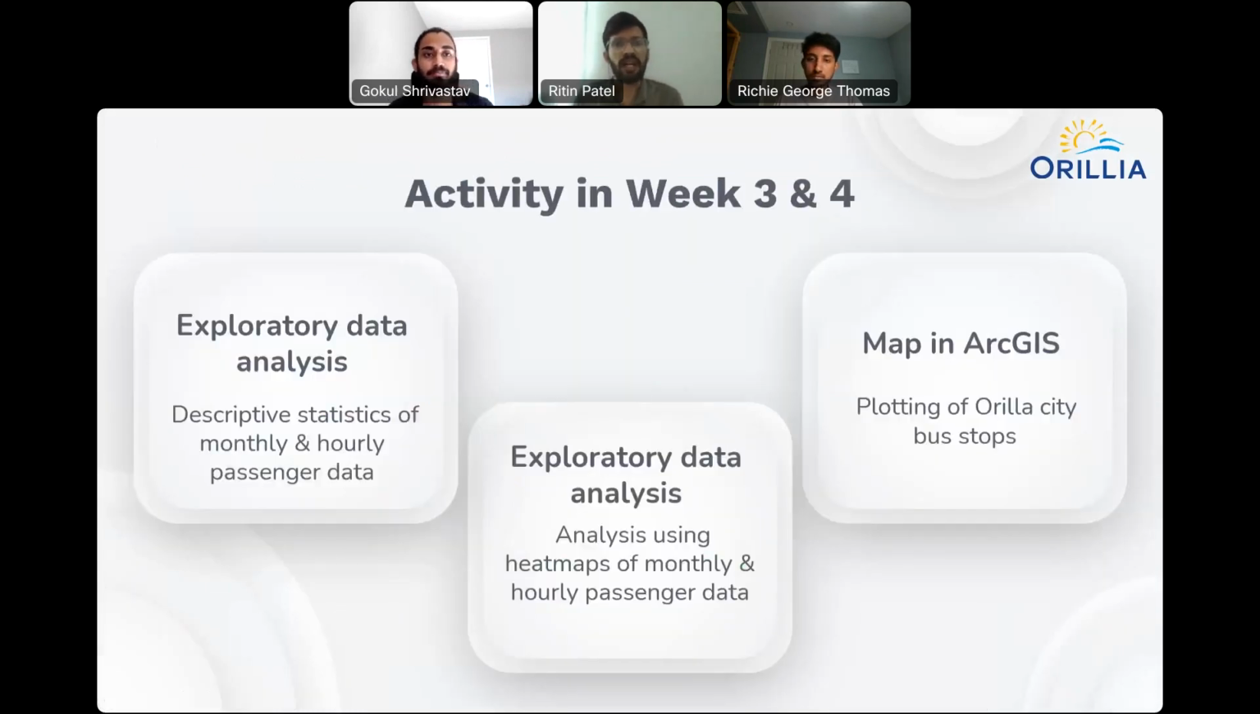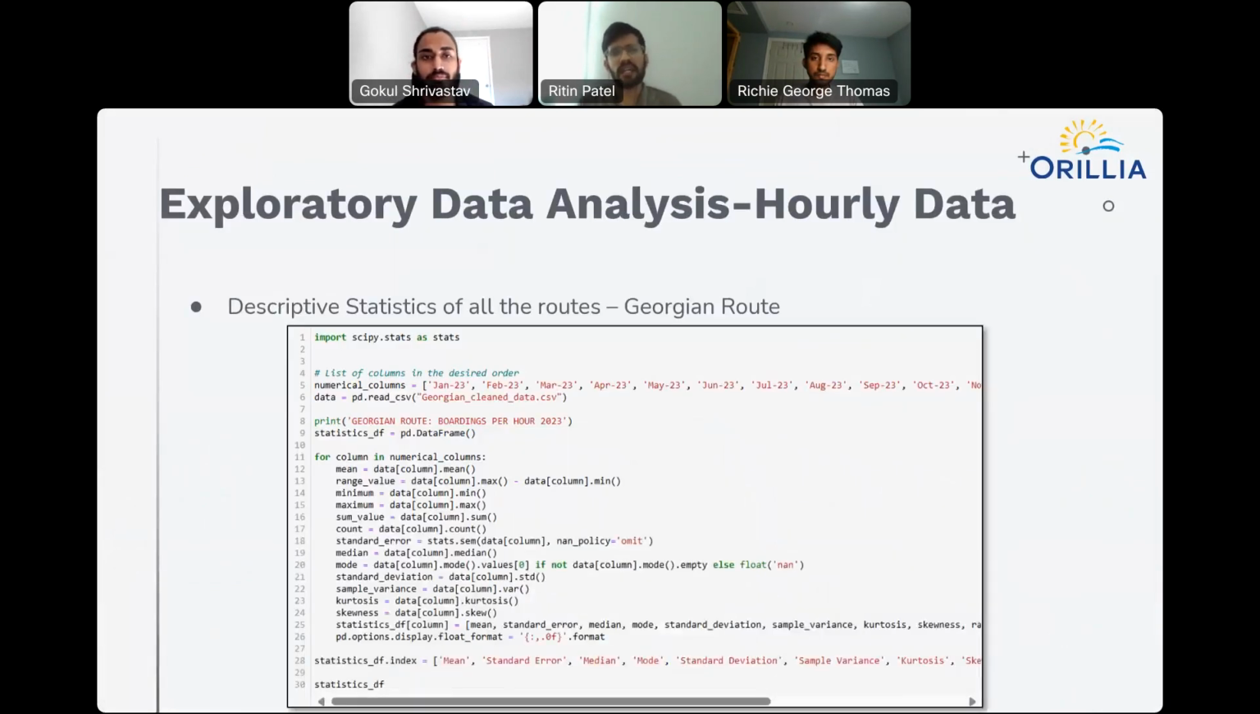Yeah, thank you, Gokul. I'll start with what we have done in weeks 3 and 4. So mainly we did the exploratory data analysis for monthly and hourly data, which is shared by the client. And we also explored ArcGIS in weeks 3 and 4. So I'll start with the exploratory data analysis on hourly data.